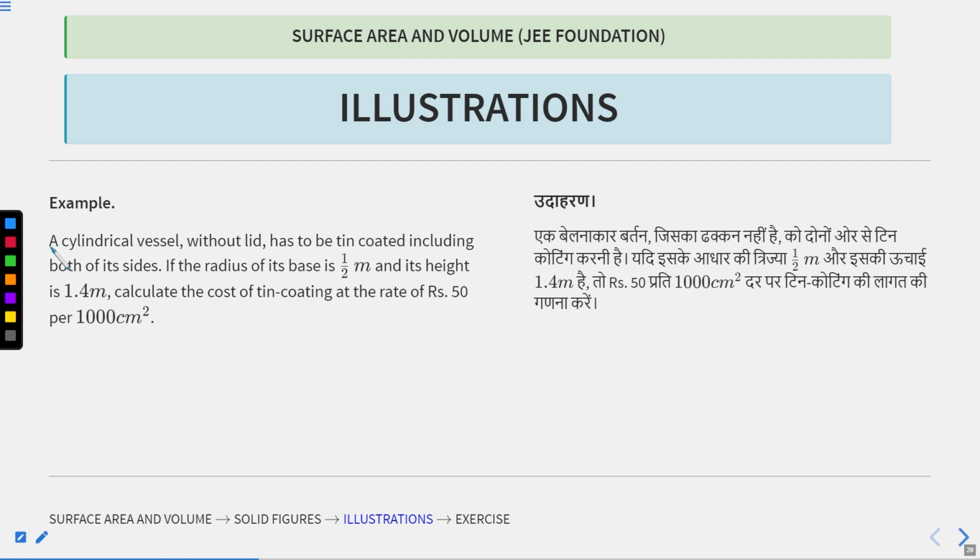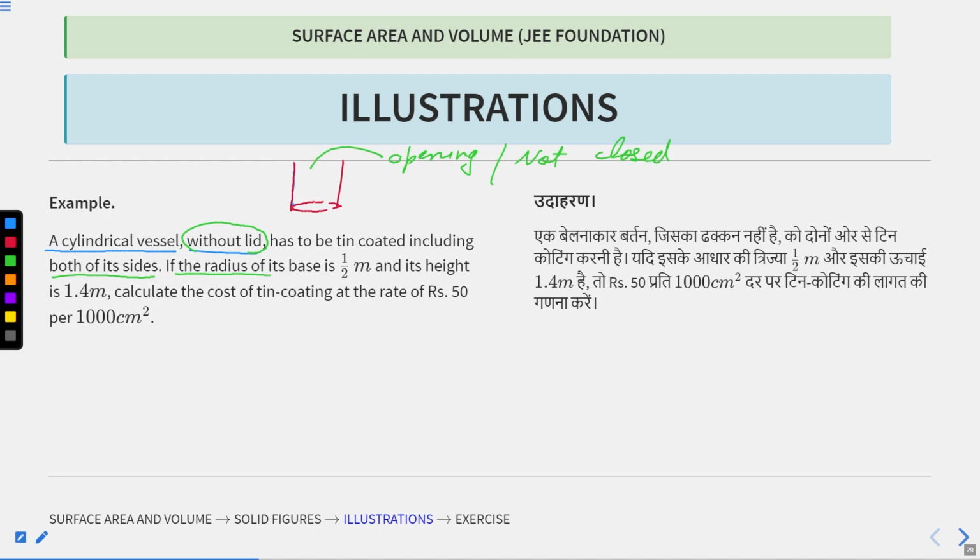In this example, a cylindrical vessel without a lid is given. So if you visualize, a cylinder is given to us. So cylinder is like this. Here is the opening, not closed, because it is without lid. Okay, so it has to be tin coated, including both of its sides.